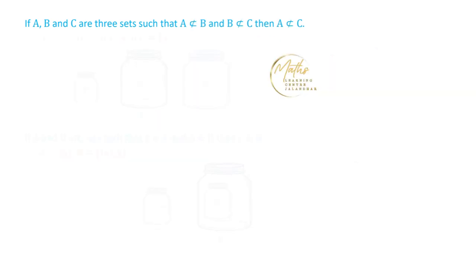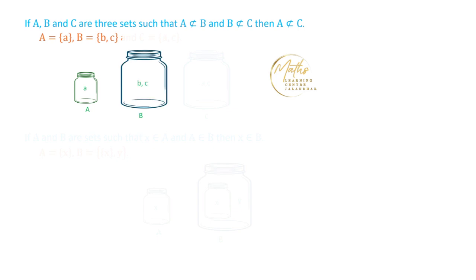Next we have: if A, B, C are three sets such that A is not a subset of B, B is not a subset of C, then A is not a subset of C. So we are considering three sets over here. One set is A, which contains the element A. Then another set B, which contains the elements B, C.